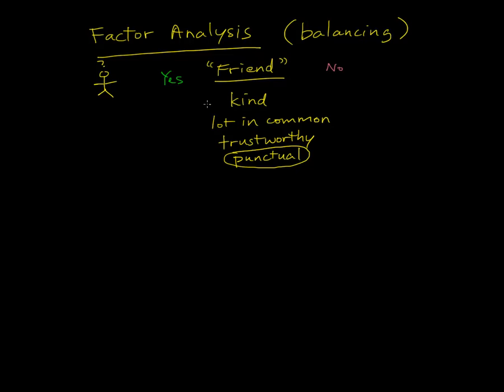Maybe the person is very kind. So that would cut in favor of calling the person a friend. And maybe we don't have that much in common with the person. So that would actually cut away from calling the person a friend. And let's say that she's not really all that trustworthy either. So that also cuts against calling her a friend. But she's very punctual. So that cuts in favor of calling her a friend. Okay, so after going through each of these factors and deciding which way that particular factor cuts, we then weigh all of the factors all together, to see if on the whole, the person is someone that we consider a friend.